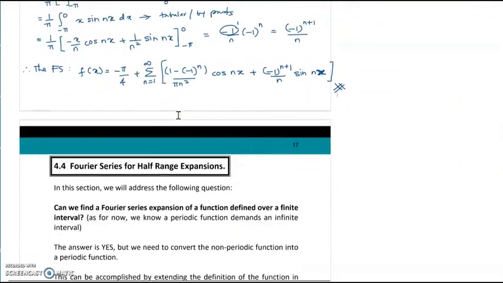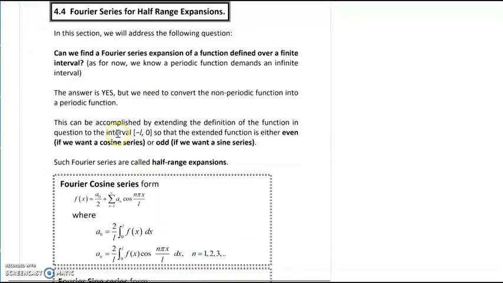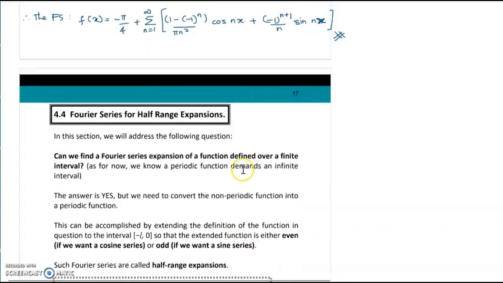Fourier series. Okay, so for 4.4, Fourier series for half range, I'll just give the summary of 4.4. I'm not going to go through it in detail because basically the whole idea of half range goes back to the even and odd function. So I'll just summarize later on 4.4.